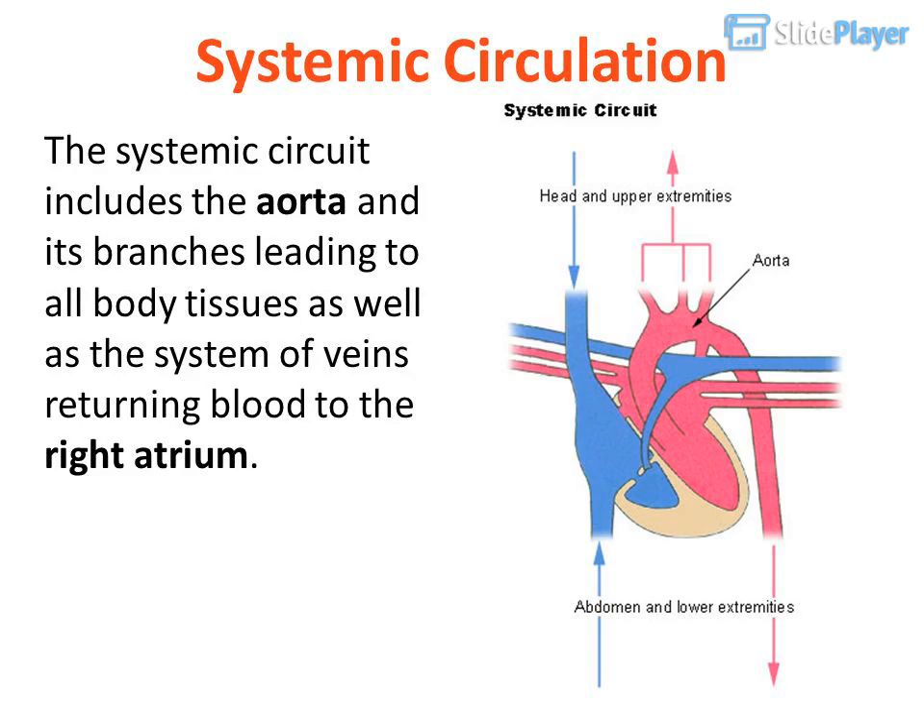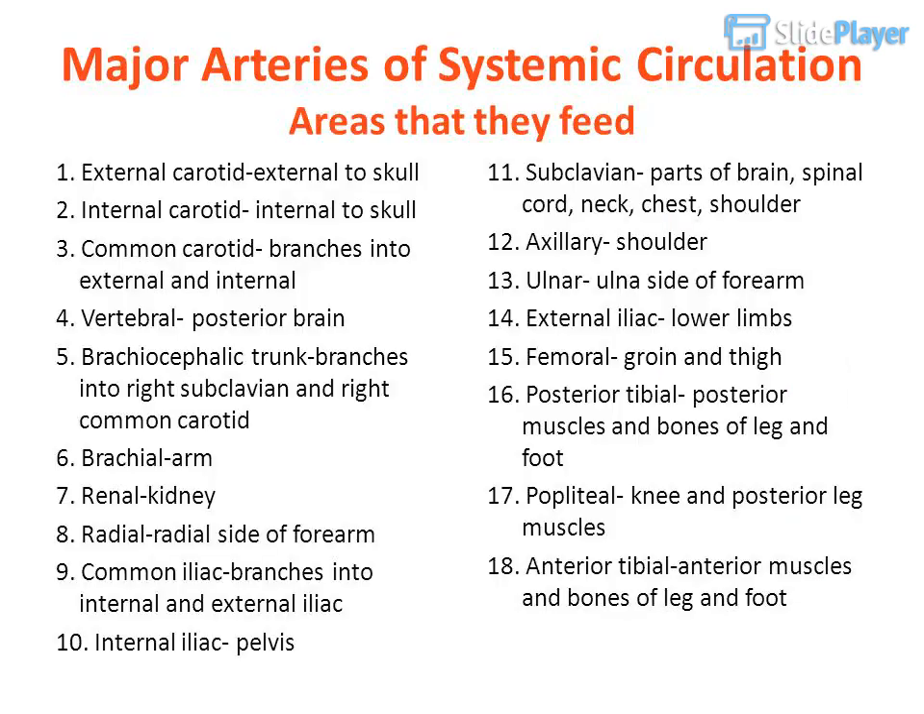Systemic circulation. The systemic circuit includes the aorta and its branches leading to all body tissues as well as the system of veins returning blood to the right atrium. Major arteries of systemic circulation, areas that they feed.